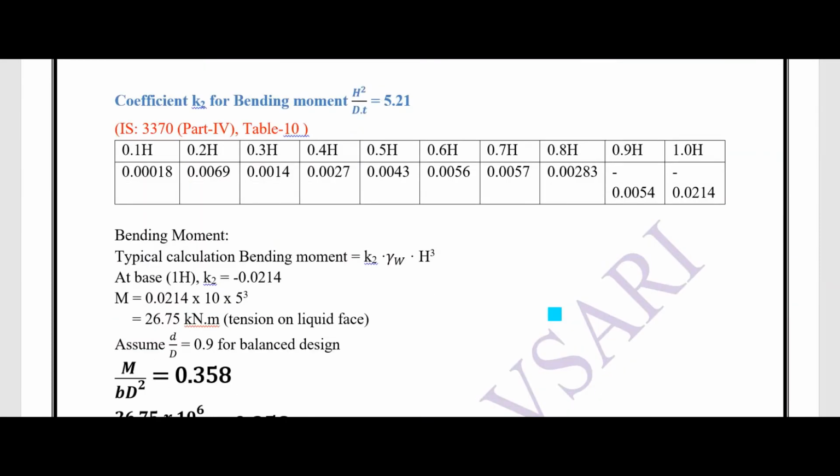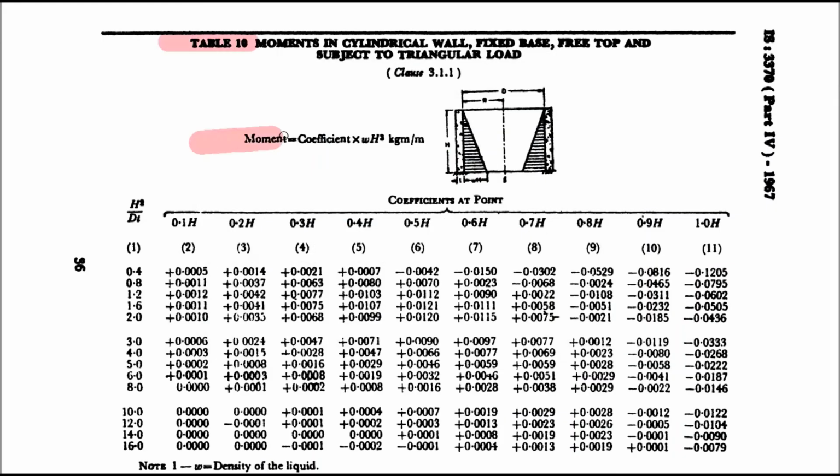Now we are going to find out K2. K2 from where? From table number 10, IS 3370, part 4. For the bending moment, S square by dt is 5.21. Let's check this. Table 10, here is the equation, moment coefficient into gamma h cube. S square by dt value is 5.21. So we can find all the data from this row. 0.1h, 0.2h, 1h, right? And these are the coefficients. So we can use these coefficients.